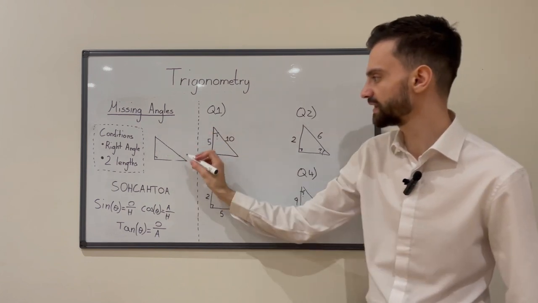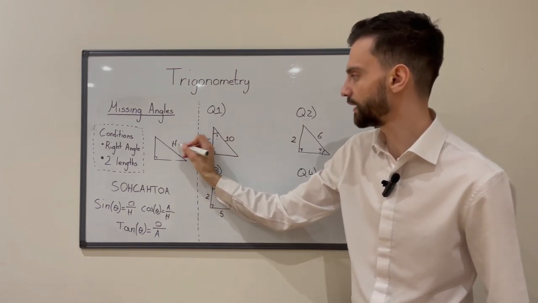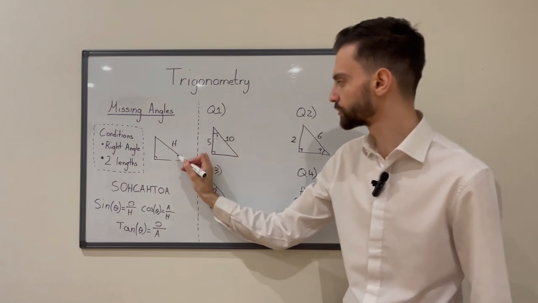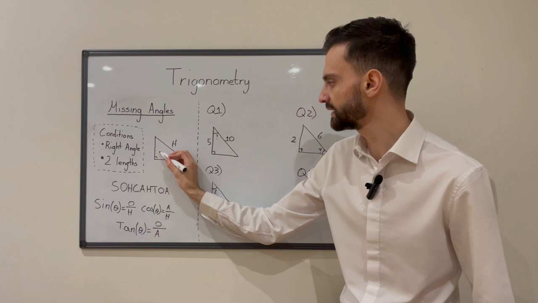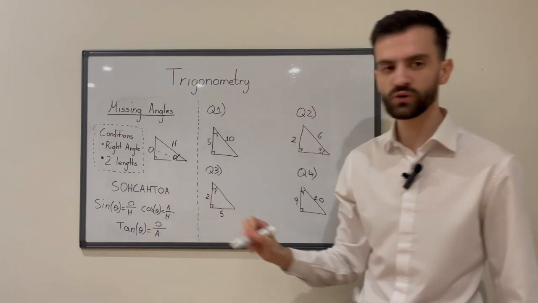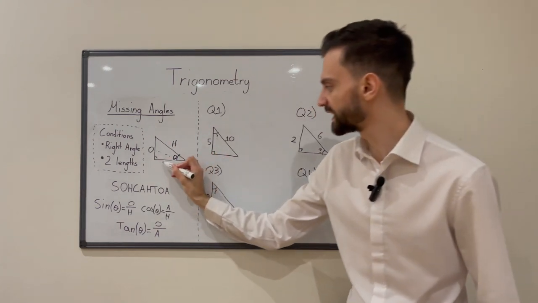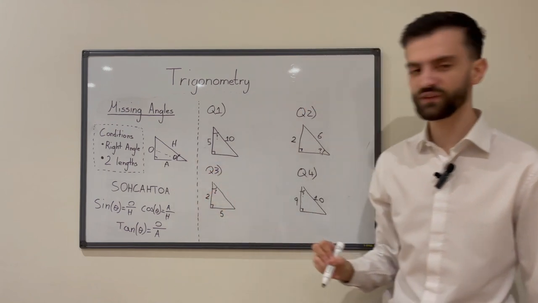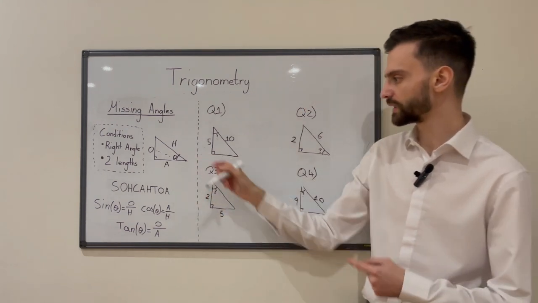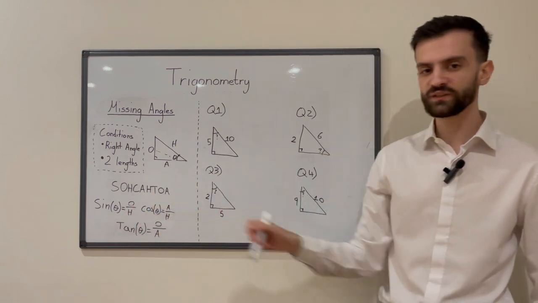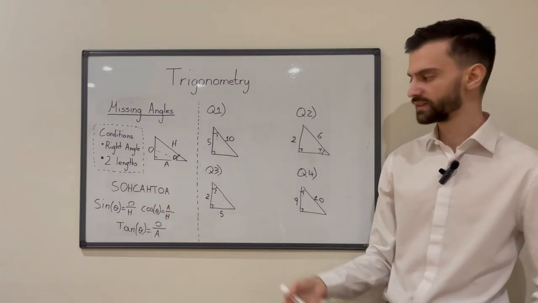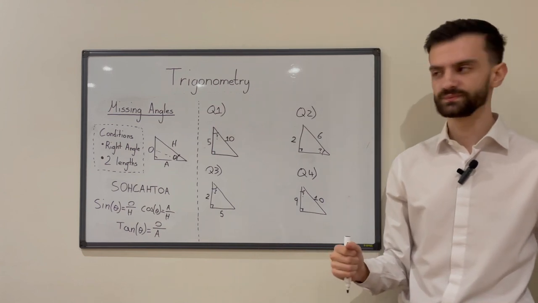We have our longest length, which is h for hypotenuse. Suppose we're figuring out this angle over here. We go as far away from it as we can, and we can label this as O for opposite. And whatever's left over, we're going to call A for adjacent. After doing this, we can then use this acronym to figure out which of these three equations we can use to solve our angle.